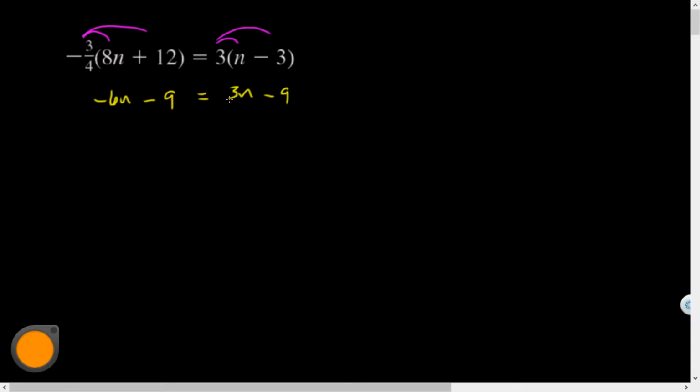You're not wrong for moving the 3n, by the way, but I always like to move the little guy to the big guy. So add 6n to both sides. Right, you with me here, Austin? You with me? 3 plus 6n is 9n.